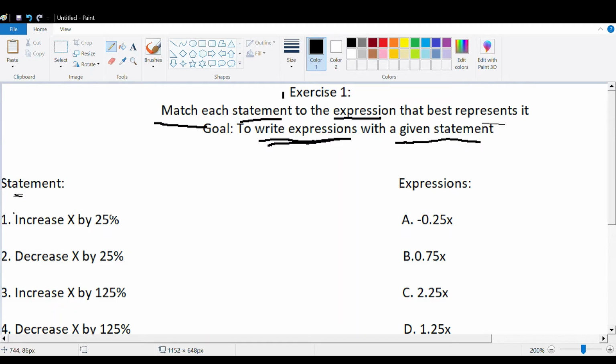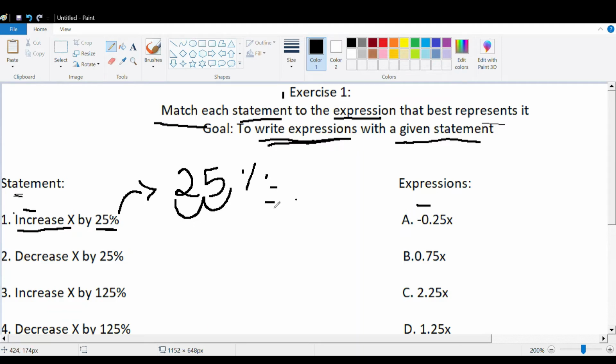Now we have to start with these 4 statements right here and match them up with the expression. Let's get started with number 1. Number 1 says, increase x by 25%. Okay. Now, first and foremost, let's transfer this 25% into a number. Now, we all know the percentage goes over 100, which means we have to divide by 100. So we have to move back 2 places, and this equals 0.25.